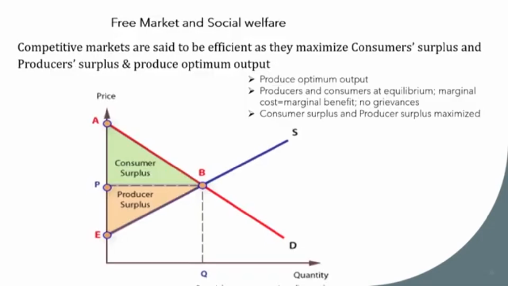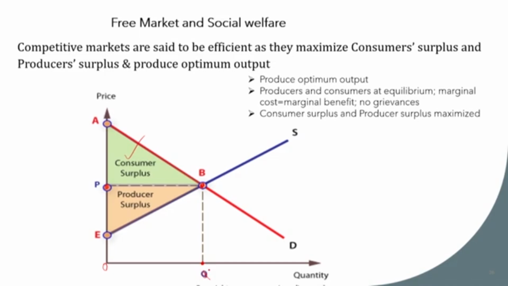So just look at the free market case here. In the diagram, I'm showing the demand curve sloping downward from left to right, and the supply curve. This is the equilibrium point where demand intersects with supply, and the quantity demanded and produced is this level, OQ. This much is the total quantity demanded and supplied, and the price is OP. P is the price, right? So this is a competitive market. A competitive market is said to be efficient because it maximizes the consumer surplus, this area, and the producer surplus. Then it produces the optimum output of Q here.